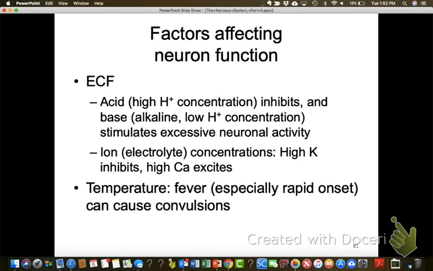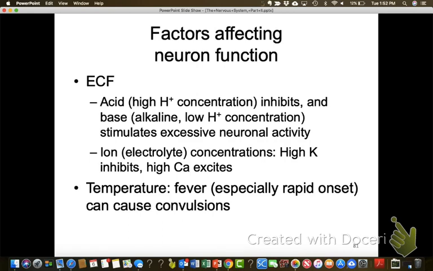it. All right, some things that can affect how well neurons function. If you have an ionic disturbance in your extracellular fluids, then your membrane potentials may be messed up. So a high concentration of acid, that's a low pH, remember, inhibits, and a high concentration of base, a high pH, is going to stimulate excessive neuronal activity. So if you have acidosis and it's severe enough, you go into a coma. But if you have alkalosis, then you start having convulsions.